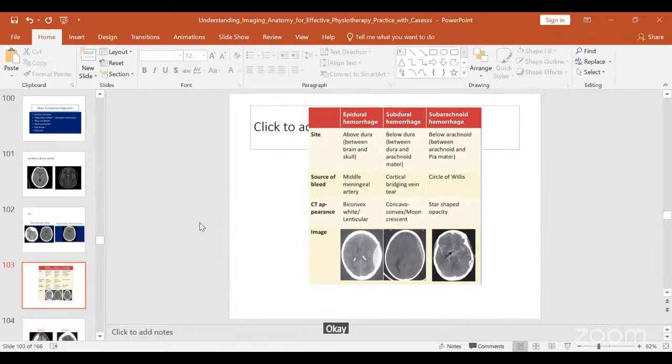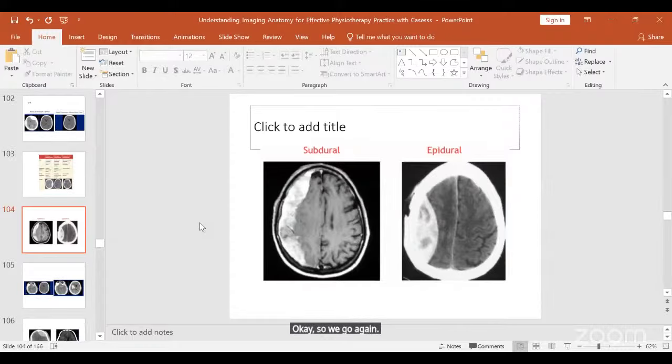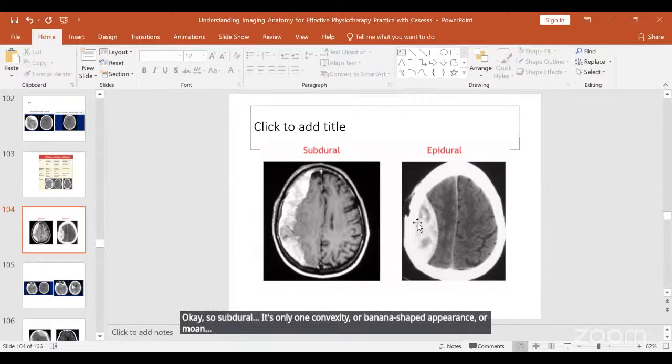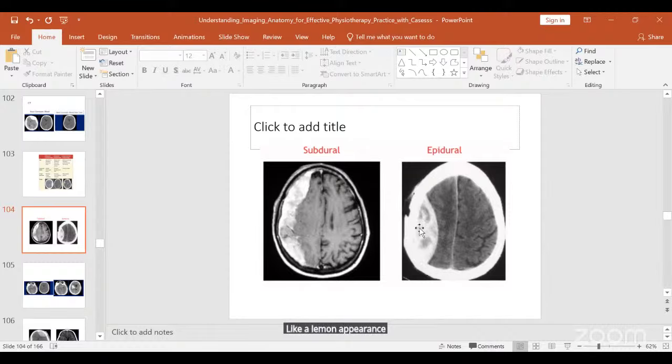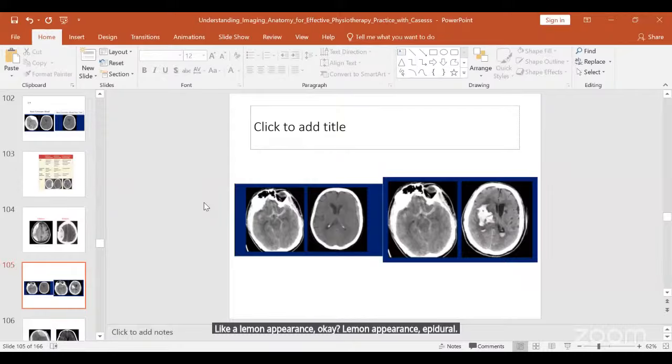Okay, so we go again. Can you see it? No magnifying. Epidural, biconvex, one convex, two convex. But this one is convex, this one is not convex. Okay, so subdural is only one convexity, or banana-shaped appearance, or crescentic moon-shaped appearance. This one is like a lemon appearance. Okay, lemon appearance, epidural hematoma.